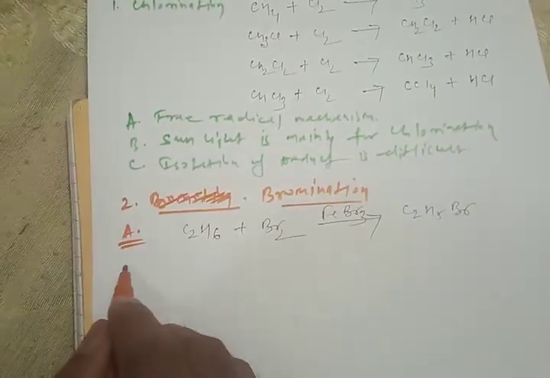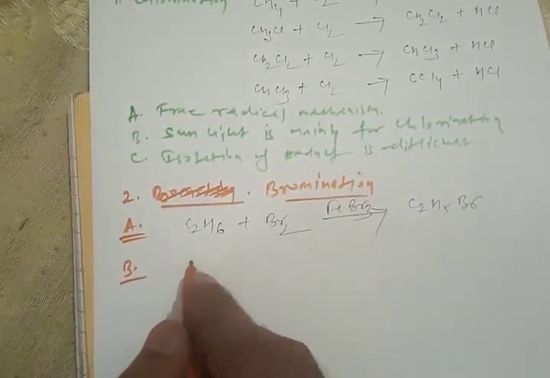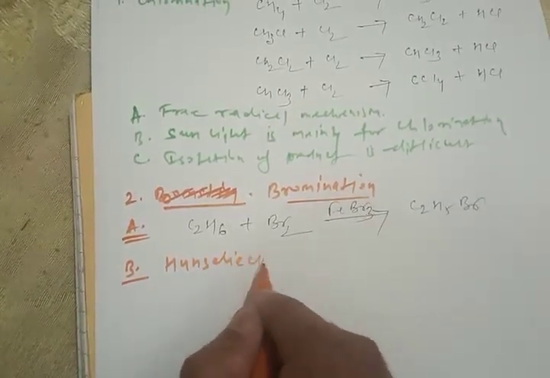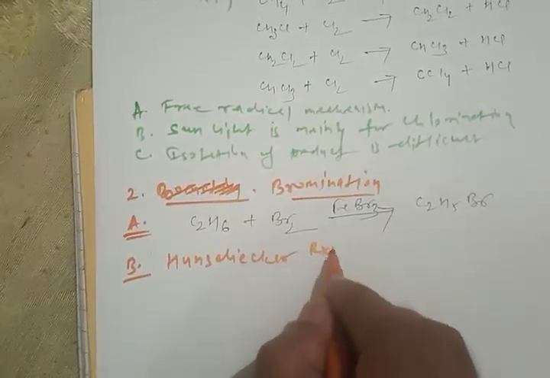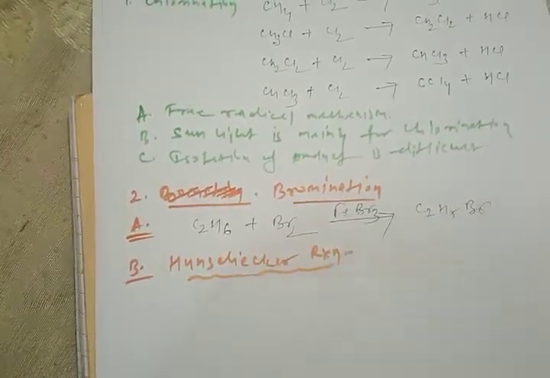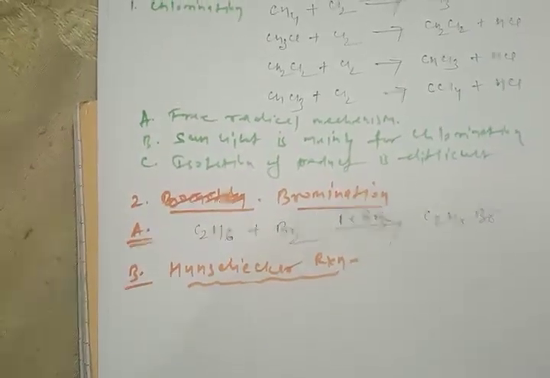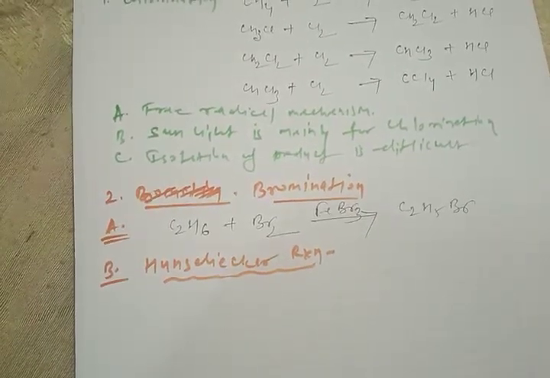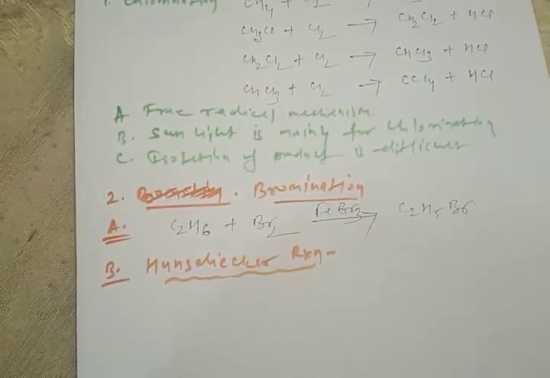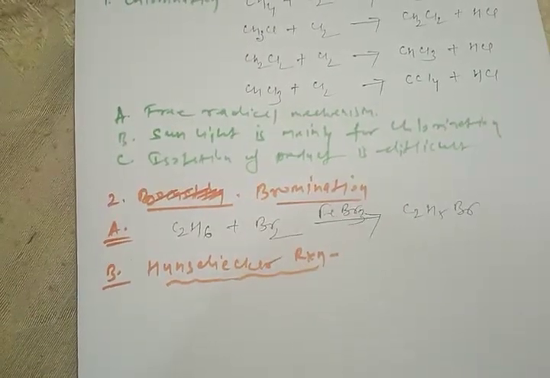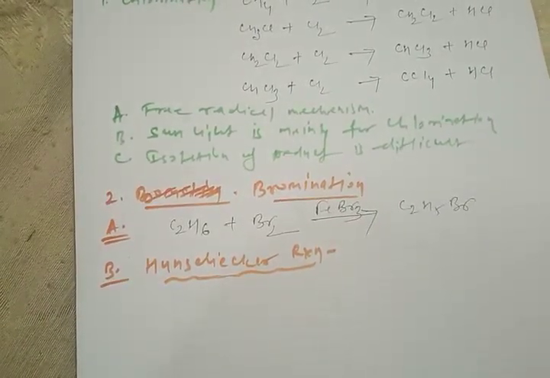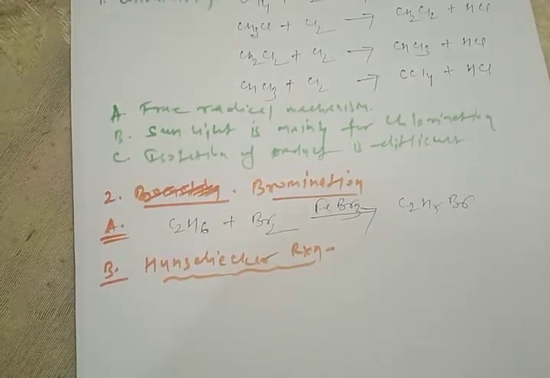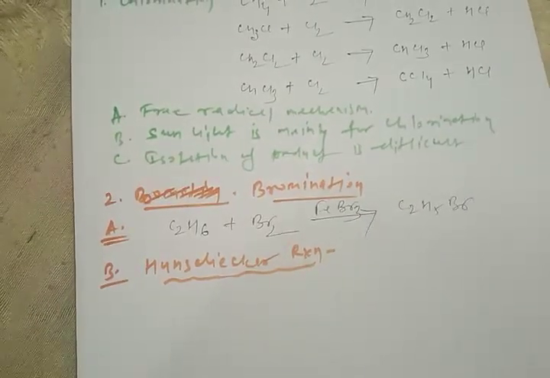So that is one method. Another method, the second method for bromination, is the Hunsdiecker reaction, which you all know. What happens in the Hunsdiecker reaction? This is the method for the preparation of alkyl bromide. In this method, the silver salt of a carboxylic acid is treated with bromine in presence of CCl4.